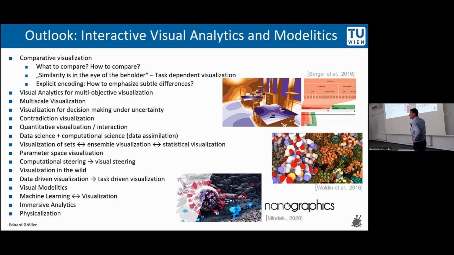Quantitative visualization and interaction. Can you repeat that? I mean, can I select 10% of my data? That would be a quantitative interaction. And very interesting, the combination of data science and computational science. You measure the persistence in your object and you use that in your recipe.